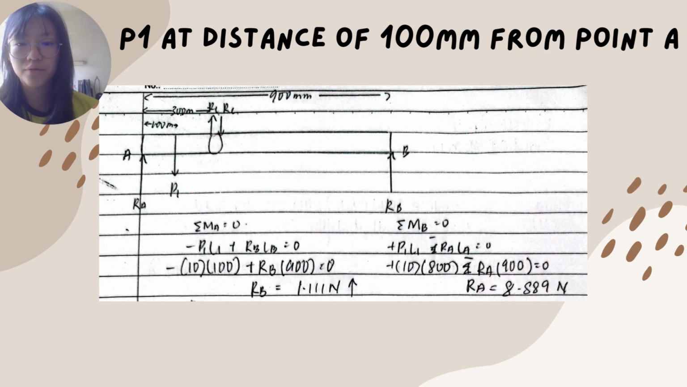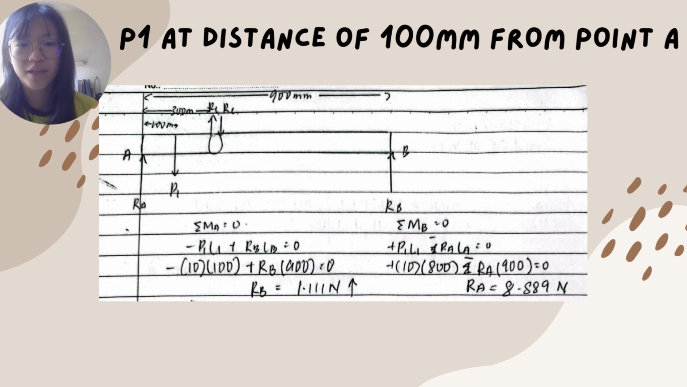Because P1 goes downward, we put the negative in front of P1, which is negative P1 times L1, 100 mm, plus RB times LB equals 0. So negative 10 times 100 plus reaction B times 900 millimeter, which is the distance from A to B, equals 0. So we will get the value of RB, which is 1.111 Newton, and repeat the same step to get the reaction A, and we get the value of 8.889 Newton.